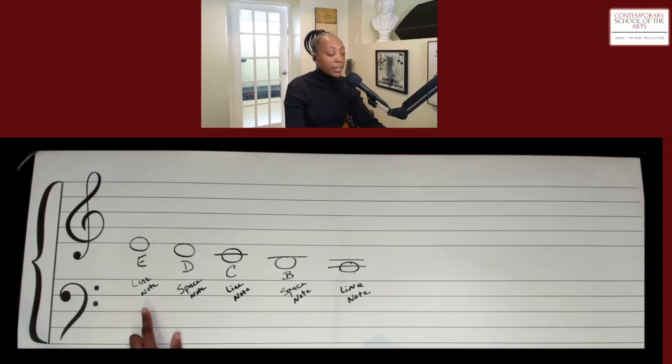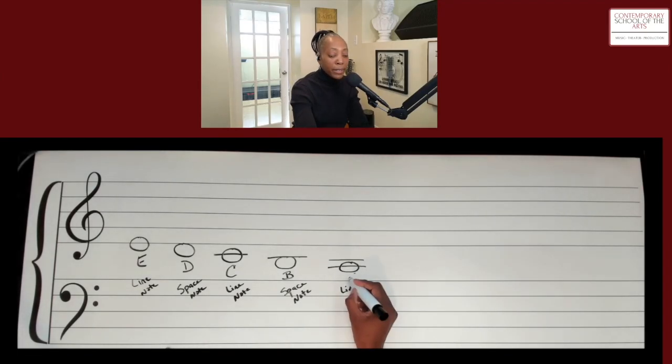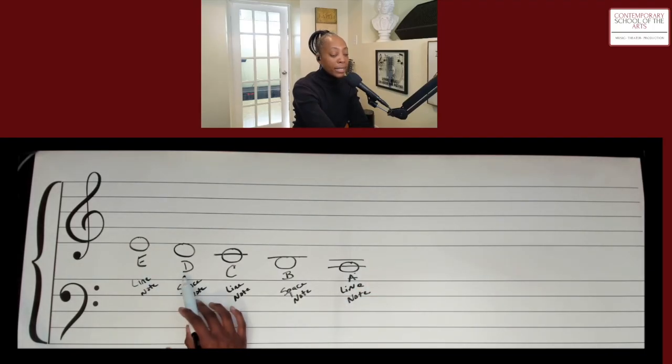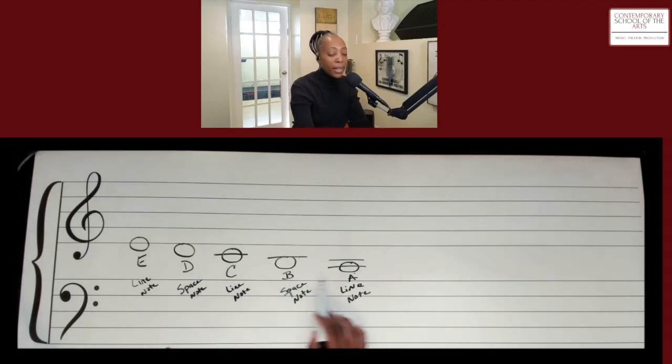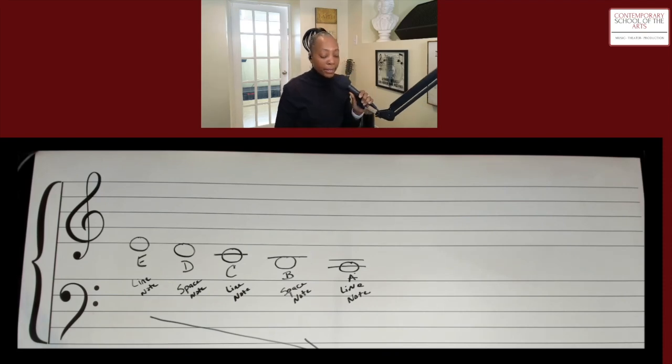So you can see that we went from a line note to a space note to a line note to a space note and to a line note. And of course, our musical alphabet, this would now be note A. Okay, so we went E, D, C, B, A, following that musical alphabet, but we're going in a descending order, so the notes will go backwards. Excellent. And of course, if I even wanted to go even lower, I can continue. Okay? Excellent job.